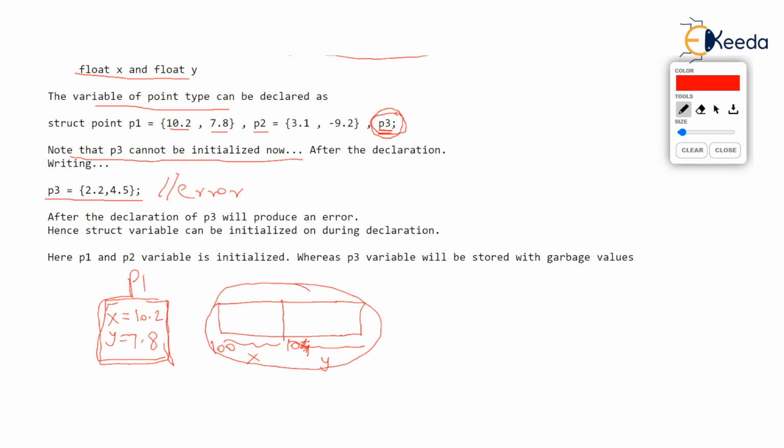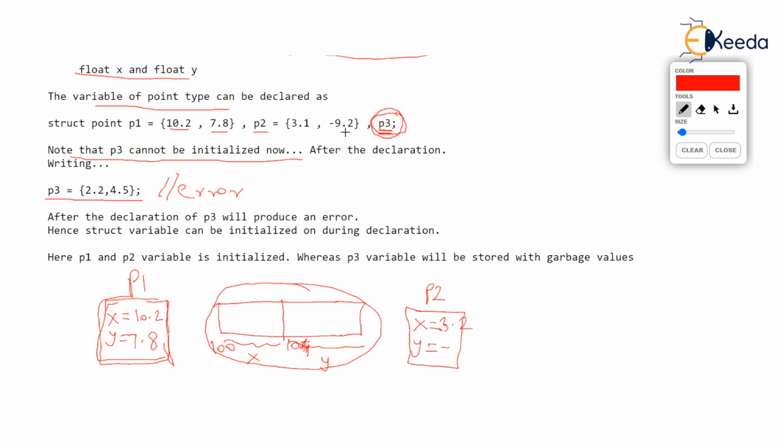Similar goes for P2. But for our convenience, as in the earlier videos, I said that we simply show P2 or P1 or P3 as a block containing two members x and y. And as you see, x has been initialized to 3.1 of P2 and y has been initialized to minus 9.2. So x is 3.2 and y is minus 9.2.